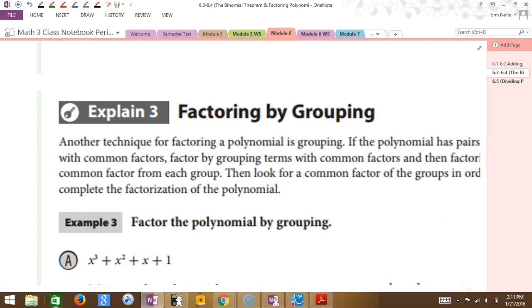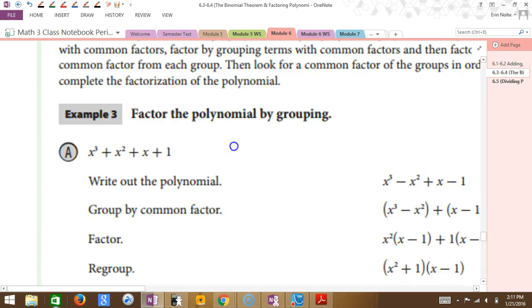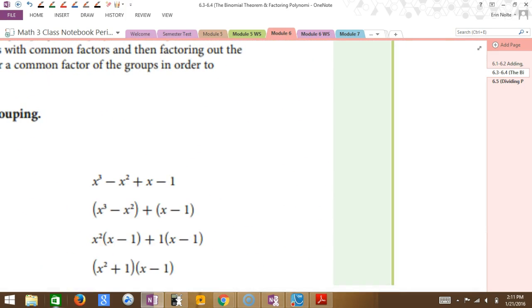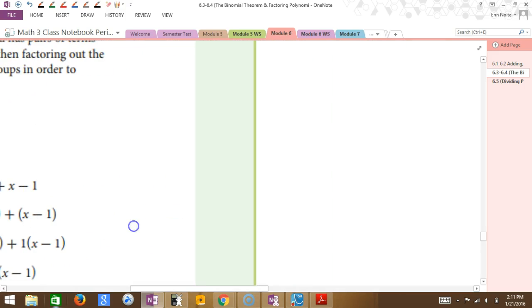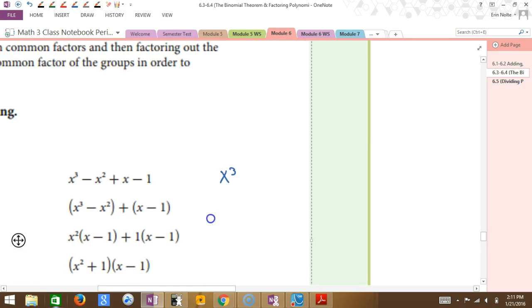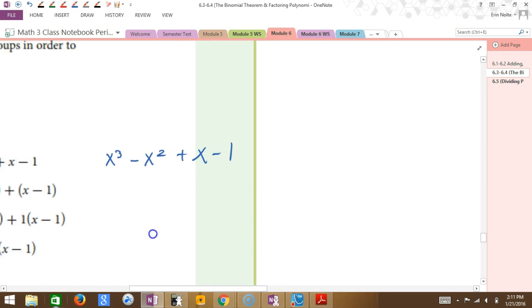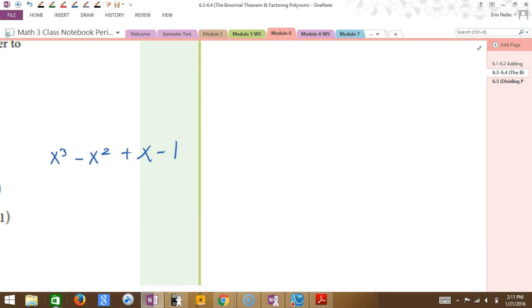So factoring by grouping, that's kind of what we already talked about. So if we had this example, x cubed minus x squared plus x minus 1. How could we group this so that we could factor out the greatest common factor?